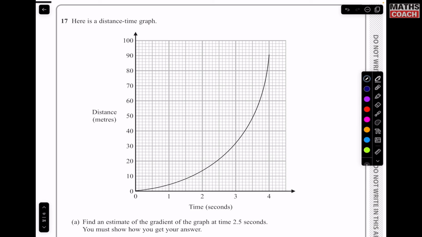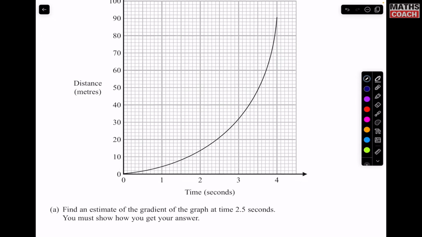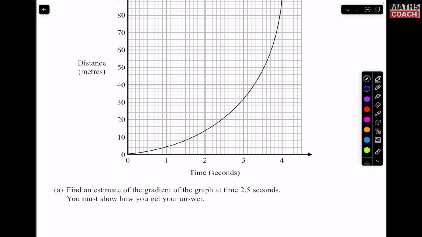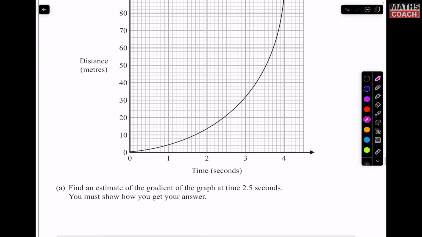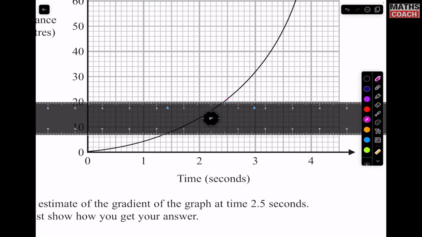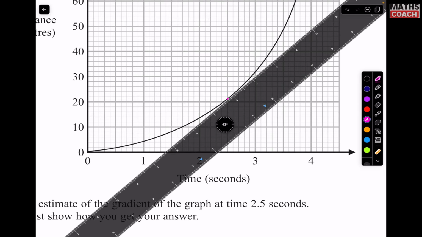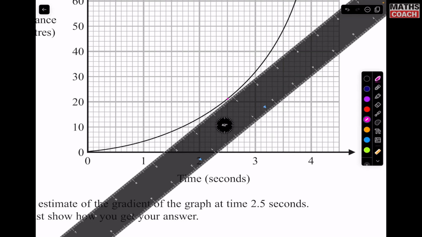Question 17. Here is a distance time graph. Find an estimate for the gradient of the graph at time 2.5 seconds. You must show how you get your answer. Right, so gradient means to draw a tangent line at 2.5. Let's go and find 2.5 first. So right here is 2.5, exactly for the time. I just need to draw a tangent and find the gradient.